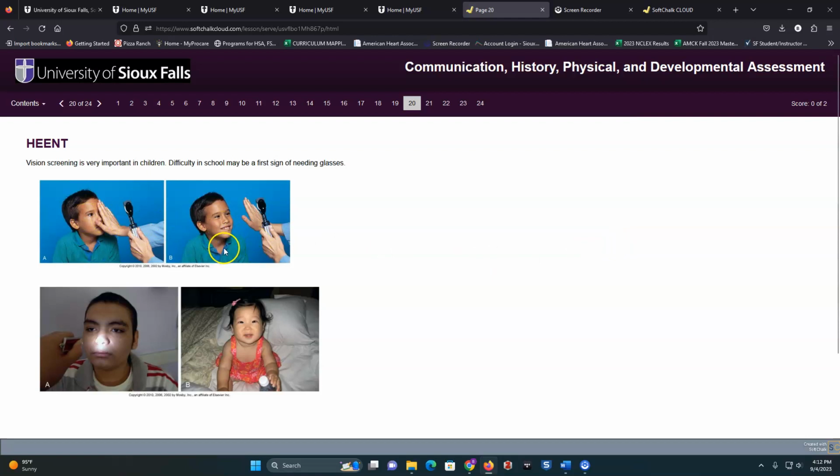HEENT, so cover, uncover, test, those kinds of things. Make it a game. Try and get them to smile, all those kinds of things. You're looking at nares, you're looking at eyes. In this picture, they added this one because, with her eyes, just the way of her face, it might look like her eyes are turned inward, but it's just a normal variant based on her race.